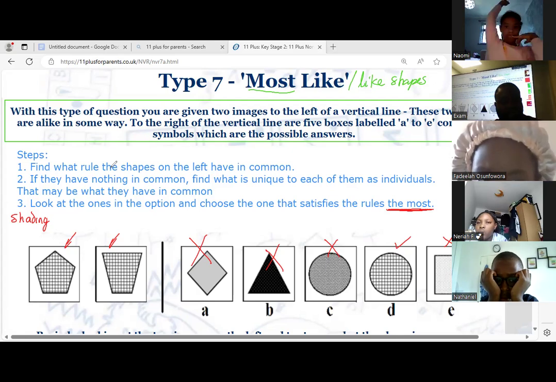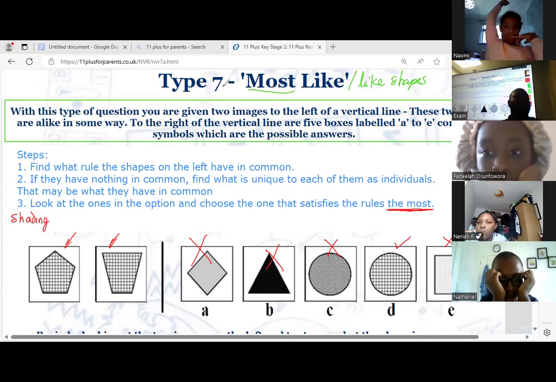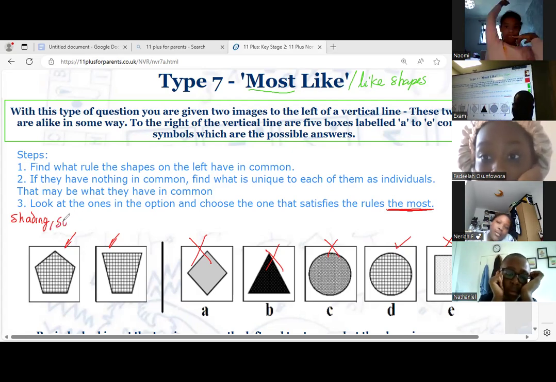Naomi said, isn't the symmetry the same? We can say the symmetry is the same, in that they both have vertical symmetry. Am I making sense to you? So we could say that as well, symmetry. But D has what? Uncountable symmetry. Is that clear to you? D has uncountable symmetry.